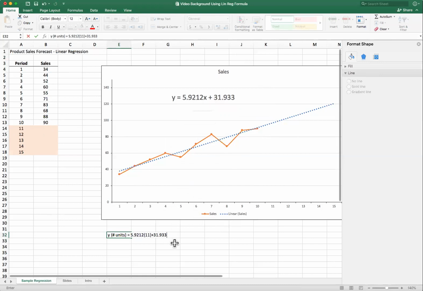Okay, sorry about that. Always something going on. 31.933. Okay, so that's what the actual formula is going to look like.